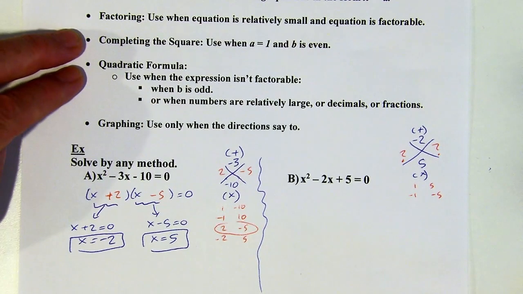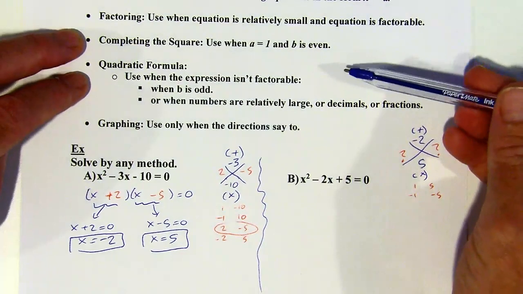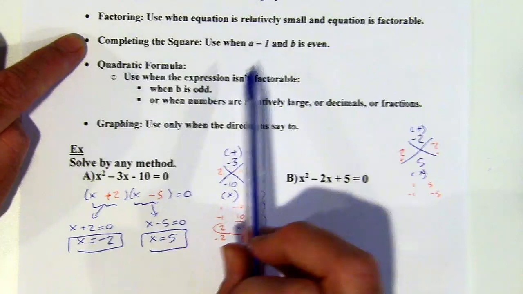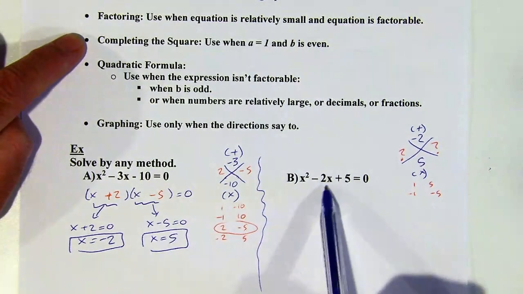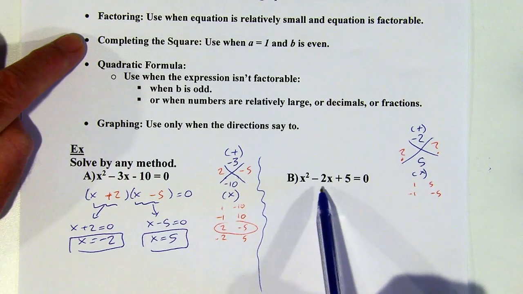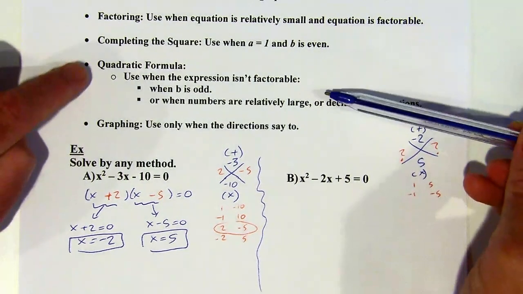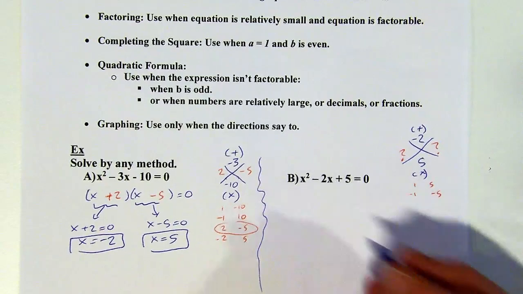I got to go to one of these options then. When I'm choosing between these two, you could use either one of these. These will both work. I like to use completing the square when a equals 1, which it does here, and when the b is even. You can definitely complete the square if those things aren't true, but it's just easier when they are. Usually when those things are not true, I'd use the quadratic formula. All right, so I'm going to complete the square here.